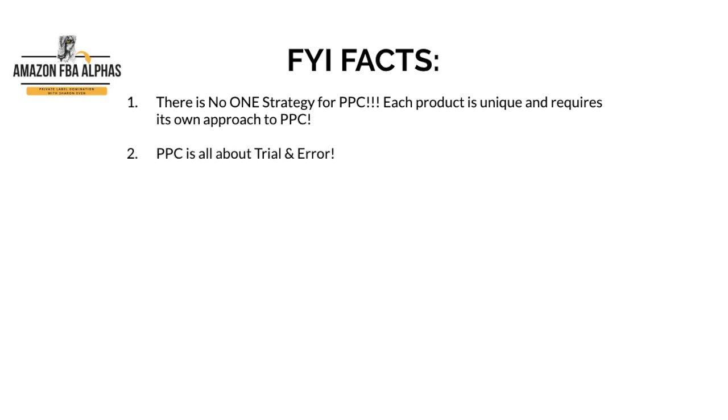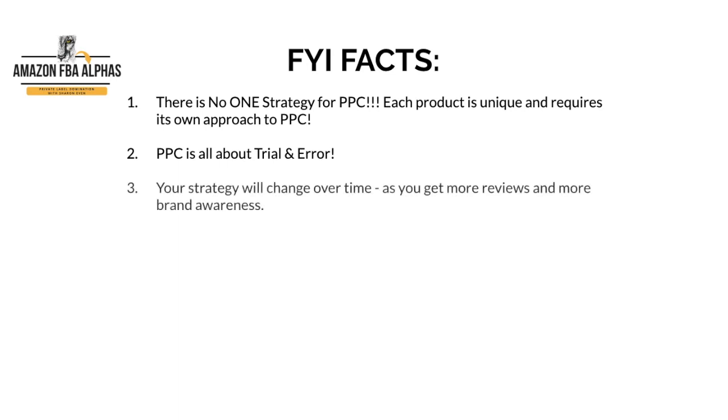Number 2, PPC is all about trial and error, and that's really, really true. It's something you need to take into account, and it takes about 3 months to really find out what keywords or ASINs are going to work for you. It's not something where you just start these campaigns and that's it. You're going to have a really low ACOS and it's going to be amazing. It's all about trial and error.